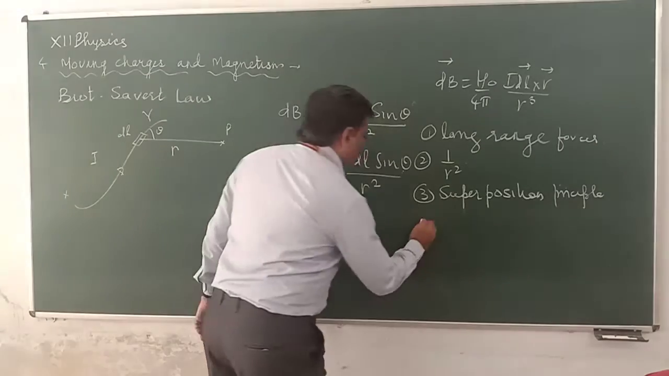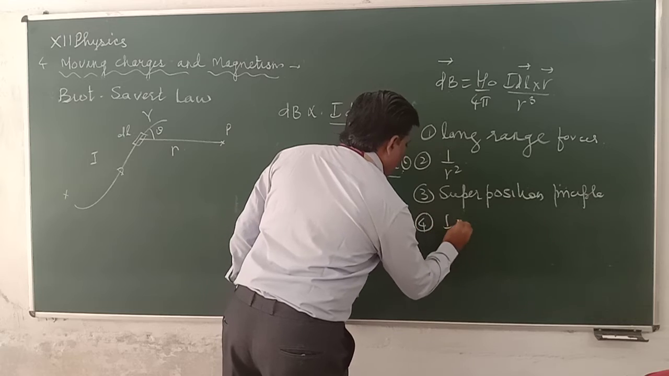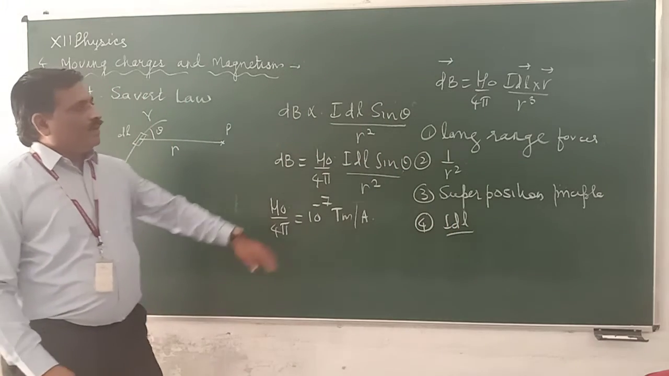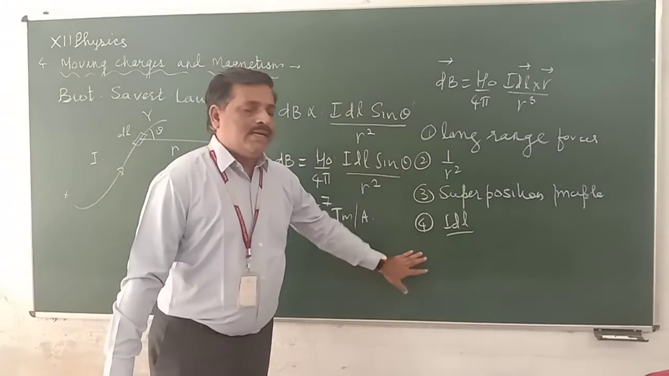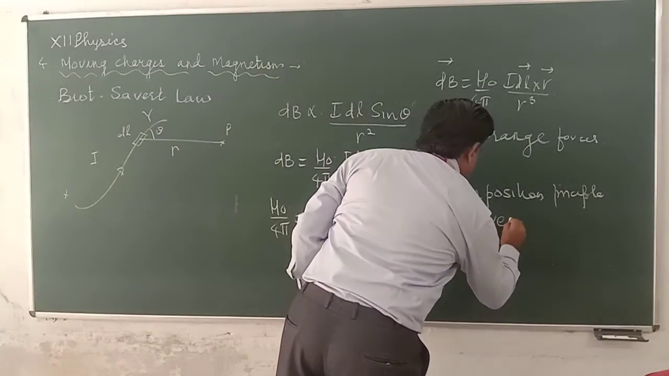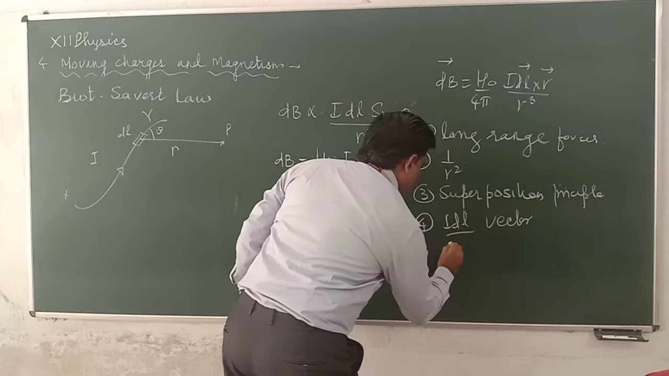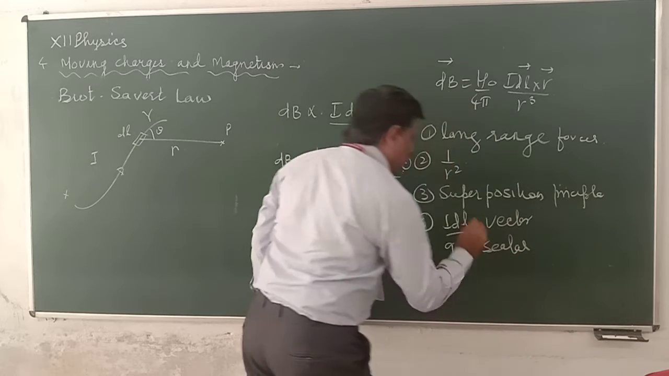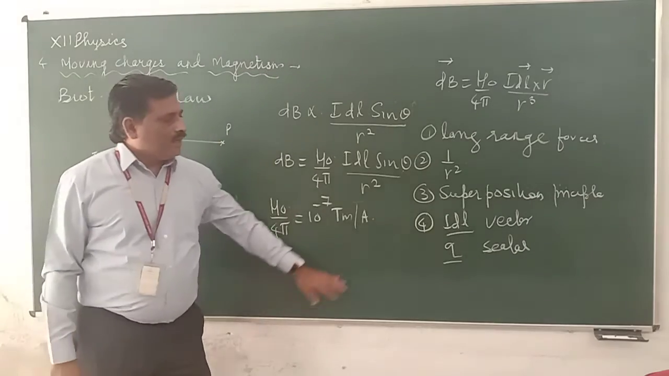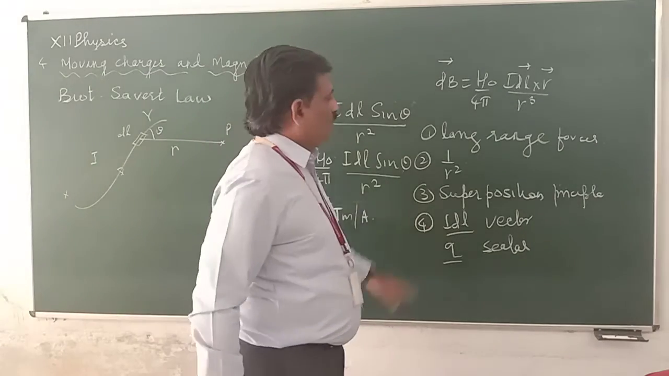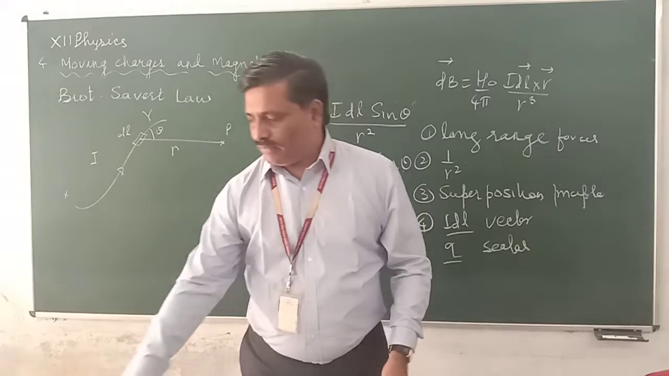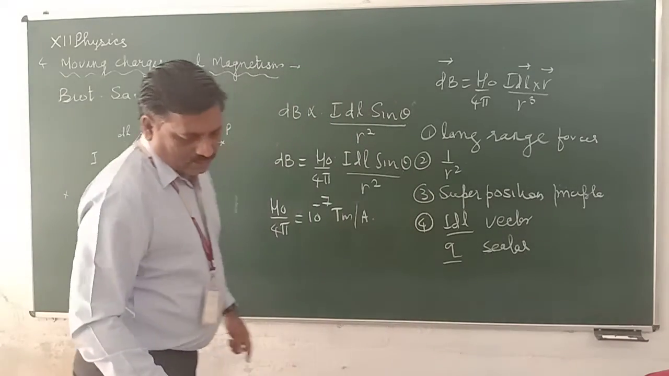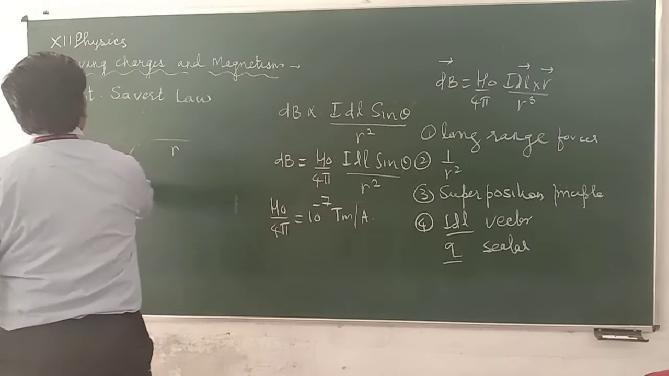Now in the case of Biot and Savart law, the element which is producing the magnetic field, I dl, is a vector. But in the case of Coulomb's law, the element which is producing the field, Q, is a scalar. So these are certain points to note. Here I dl is a vector, while Q is a scalar.